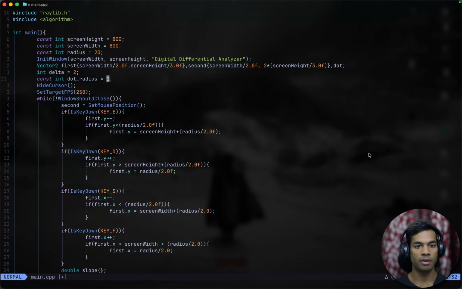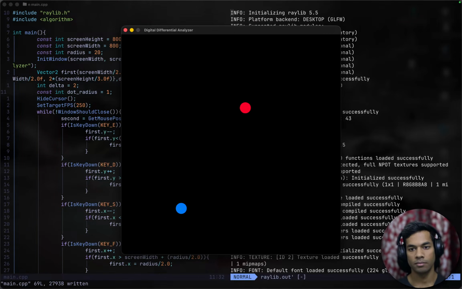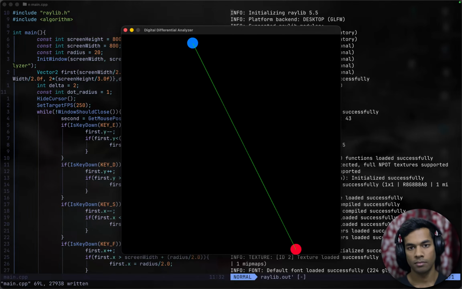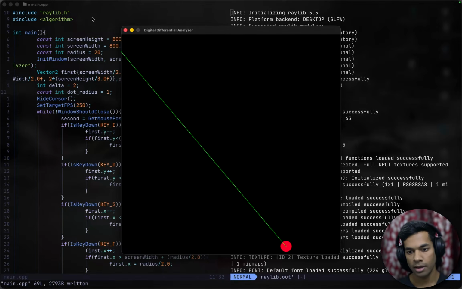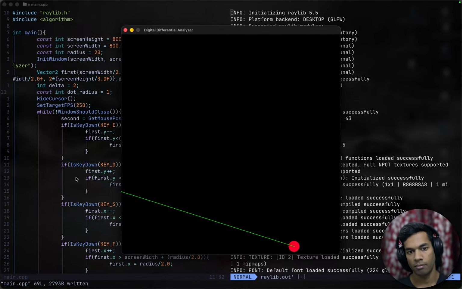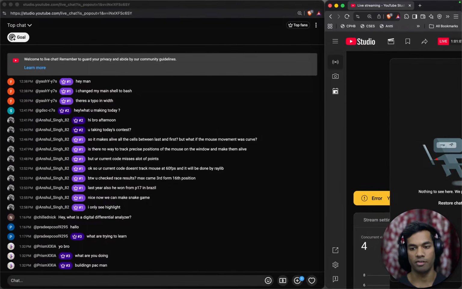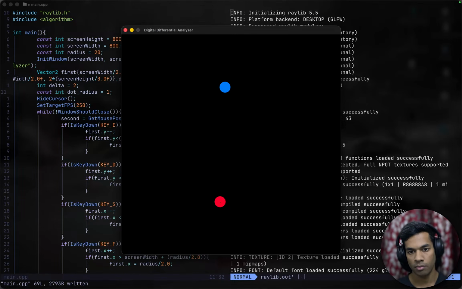Let's make the radius a bit smaller. Yes, that is actually pretty cool. We're getting quite a bit of precision in here. Yes, we are getting quite a bit of precision in here. And the problem is, why is the line going away in this random direction?